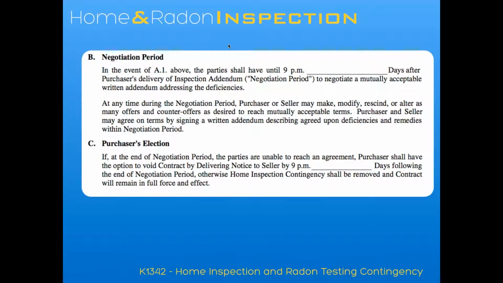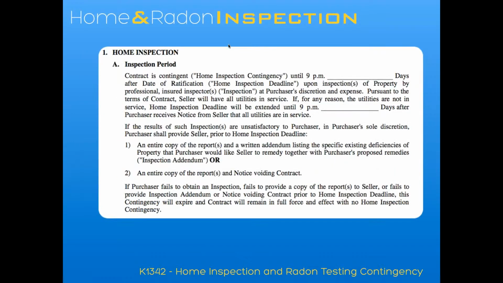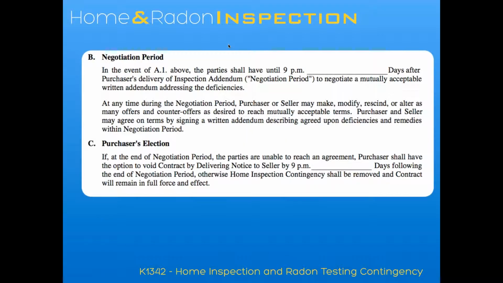All right, purchaser's election. Let me go back here. Paragraph A is how long I have to do the inspection and get the report to the other agent. The second line is, if the utilities are off, how long do I have to do that inspection once the seller has given me written notice that they are back on? Paragraph B is how many days the parties have to go back and forth. So let's say 5 days. Paragraph C is at the end of the 5 days.